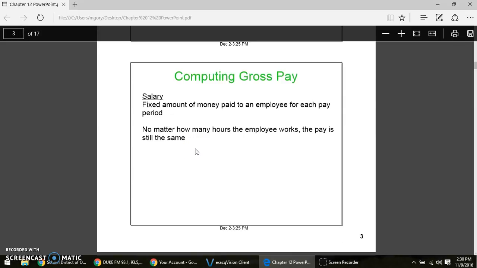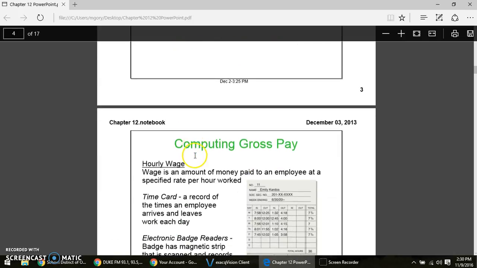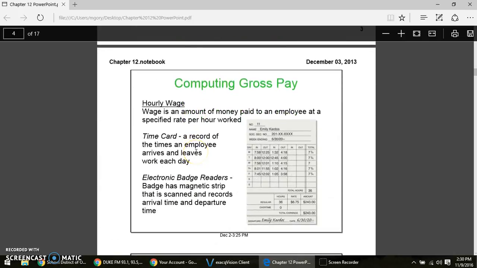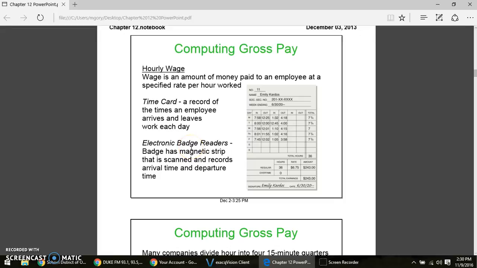Now, computing gross pay is taking the salary, which is a fixed amount of money paid to an employee for each pay period. No matter how many hours this employee works, your paycheck is going to be the same. So a salary employee is going to be paid the same if he or she works 30 hours or if he or she works 50 hours. Pay remains the same.